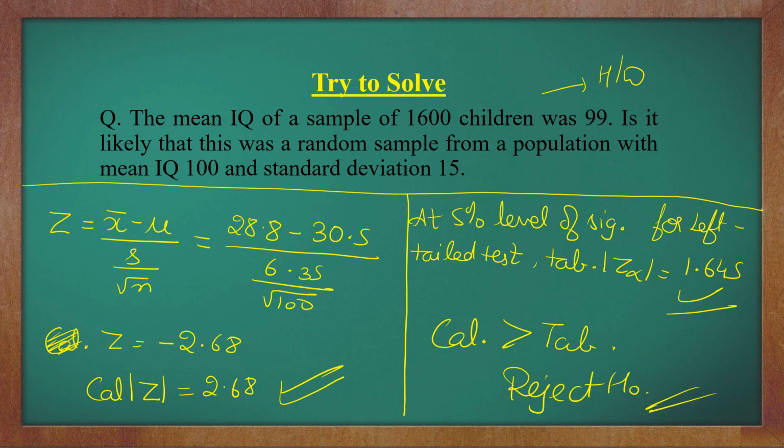So three different types of questions I have discussed with you: right tail test, left tail test, and two tail test. Just remember: check the sample size, take the null and alternative hypothesis, and take a decision. Any question, students, you can solve.